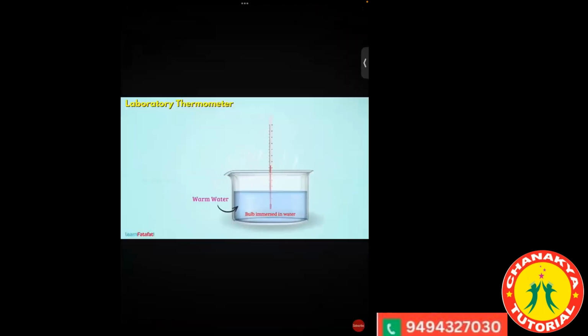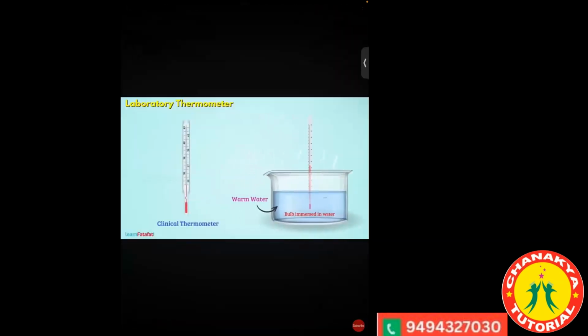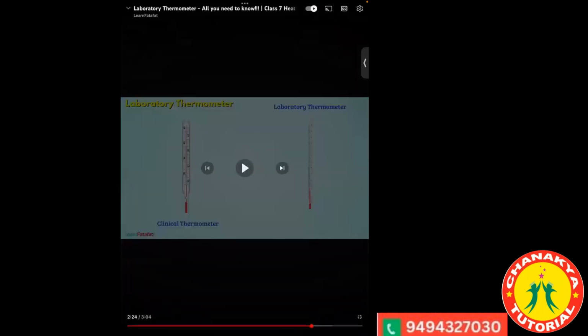It is because, unlike the clinical thermometer, there is no bend in the laboratory thermometer. Hence, as soon as we take the thermometer out, the mercury starts falling down rapidly. So we have seen that in the clinical thermometer, with the help of the bend, the mercury will not come back easily. It will take some time, and easily we can see the temperature. We can read the temperature.